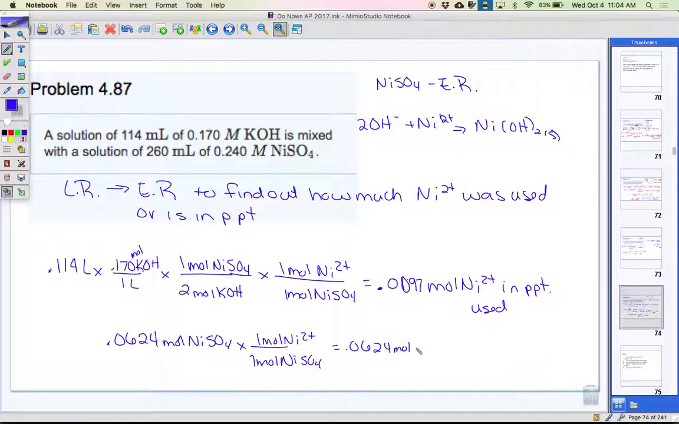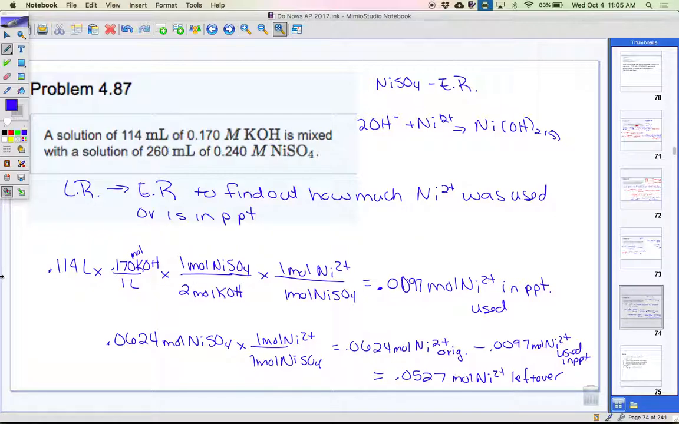Of nickel, okay, I'm just writing a lot. That was what we had originally minus the 0.0097 moles that we used, or that's in the precipitate, right? So we get what? 27 moles of nickel 2 plus left over. Okay, once we're in moles left over, they didn't ask us for moles though.